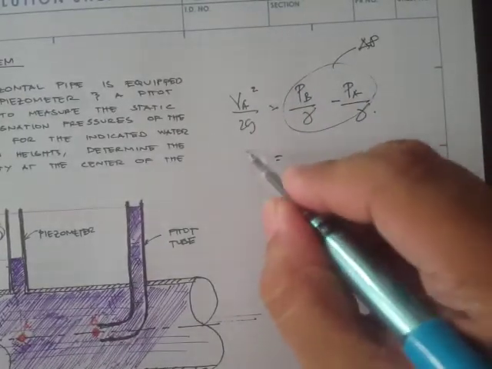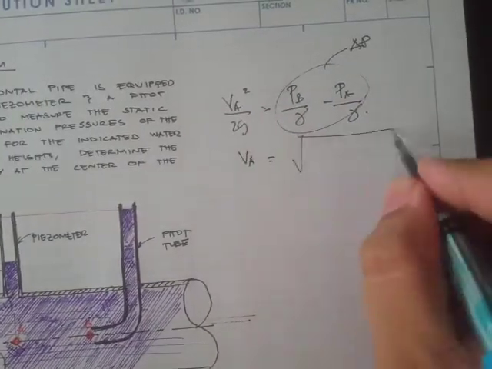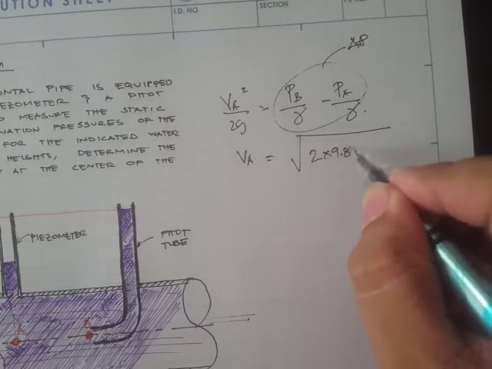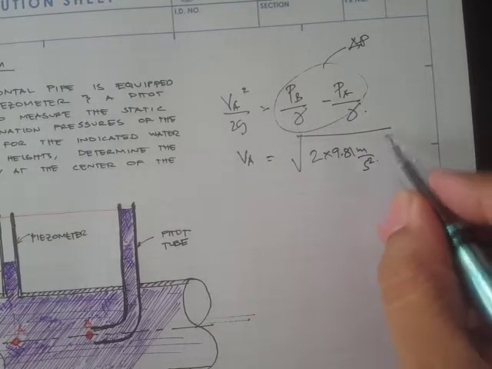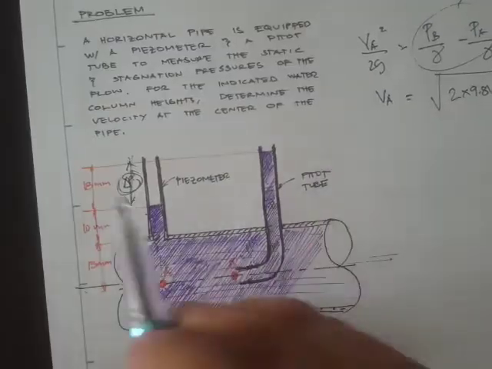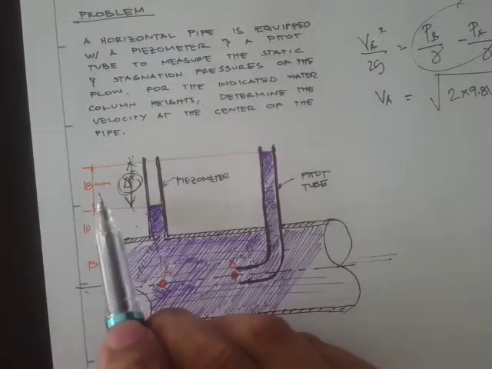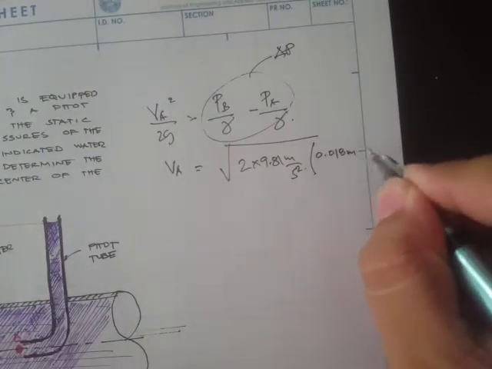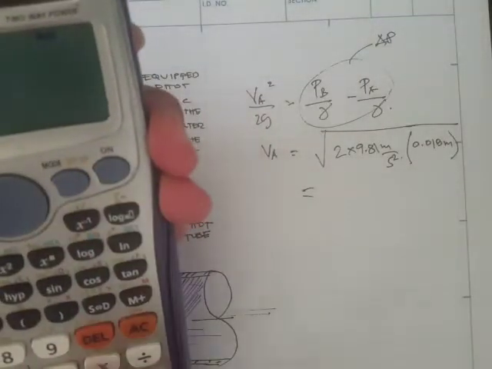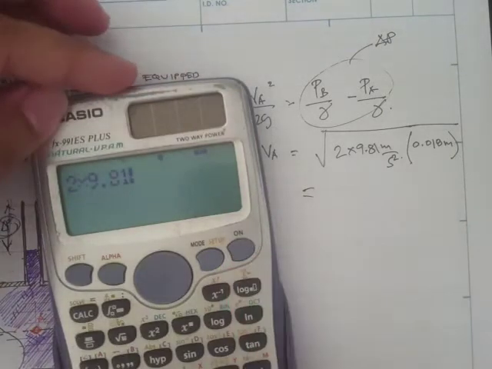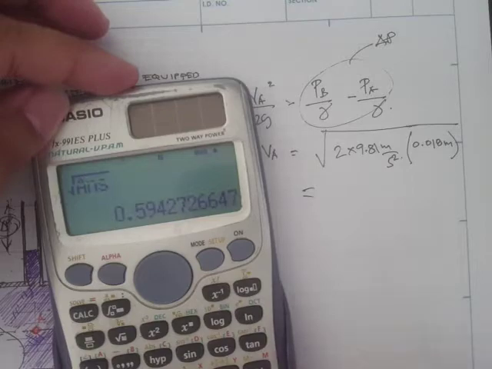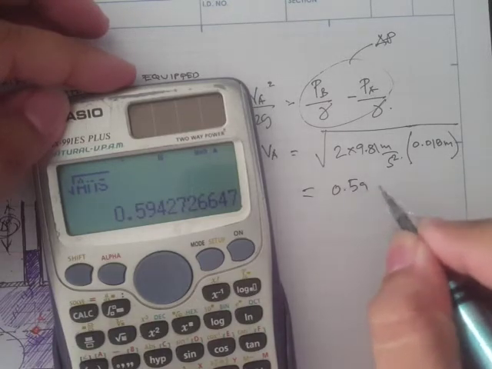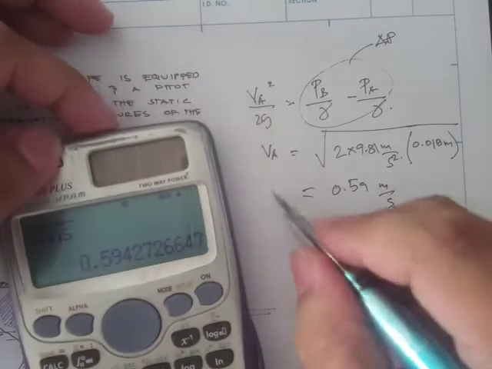Therefore, if we substitute all the values, we get 2 times 9.81 meters per second squared times the 18 mm. Since it's in millimeters, we have to convert it to meters to be consistent. So now let's solve: 2 times 9.81 times 0.018, and we take the square root, and that's 0.59 meters per second.